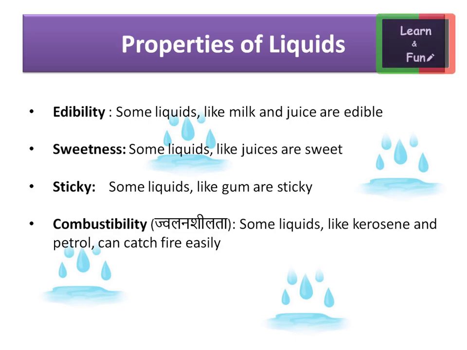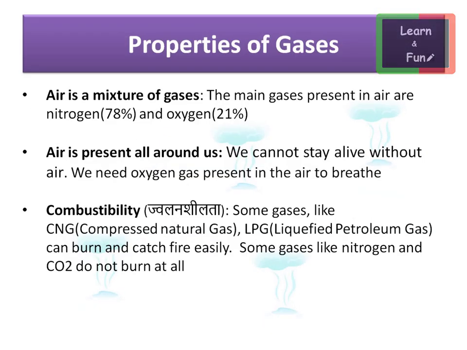Let's see properties of gases. Air is a mixture of gases. The main gases present in air are nitrogen, which is 78%, and oxygen, which is 21%. Second one is air is present all around us. We cannot stay alive without air. We need oxygen gas present in the air to breathe.